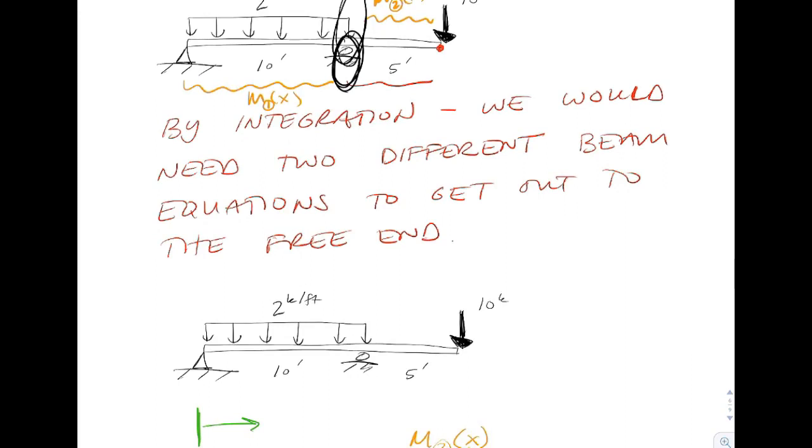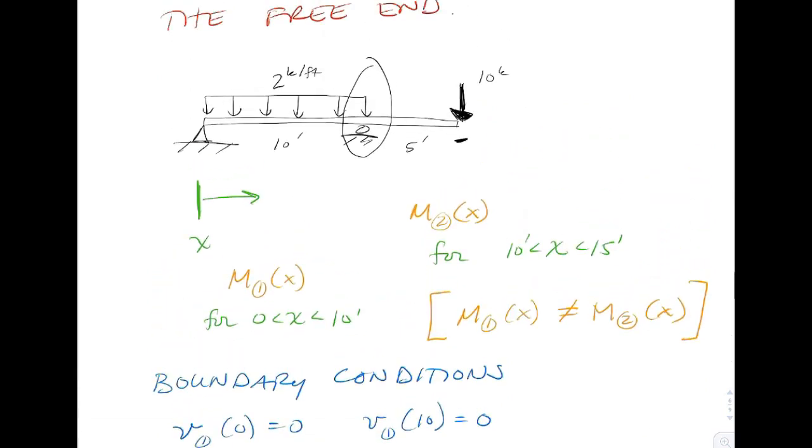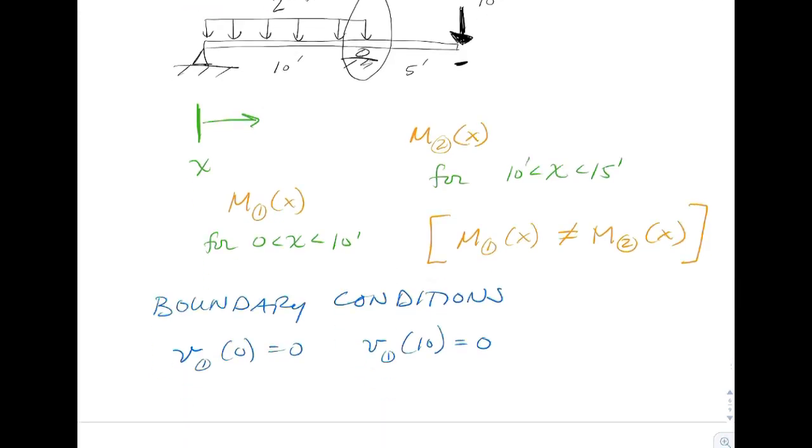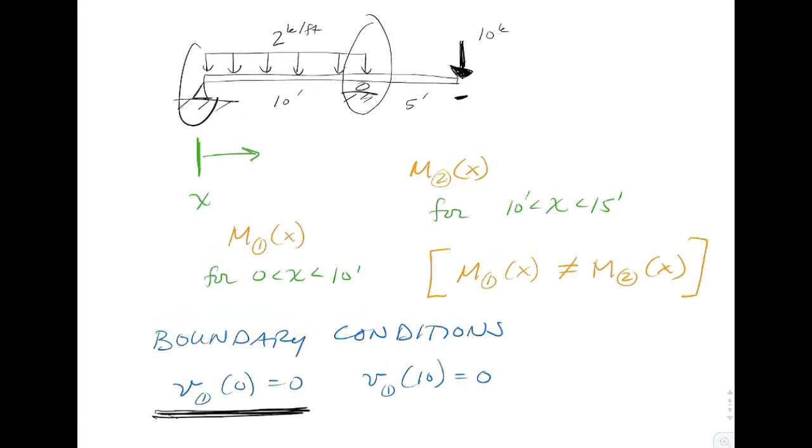So we'd have to do two different beam equations, and we would work our way through continuity across the roller to eventually find our solution out at the end. So we go ahead and cut. We'd have M1, we'd have M2. They would not be the same. We'd start over in segment 1. We would apply boundary conditions that we know in segment 1. We know the pin and the roller exist in segment 1. So there's the two boundary conditions that we would need.